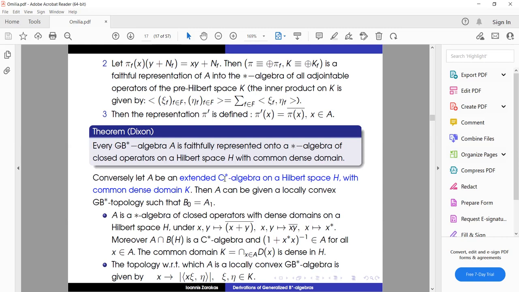The topology with which we endow the extended C-star algebra to make it a GB-star algebra is the topology of the semi-norms of the weak operator topology. These are the semi-norms which give us the locally convex GB-star topology on A. So thinking about GB-star algebras actually is thinking about extended C-star algebras, which means algebras which have a dense C-star algebra inside them, but may also have unbounded operators adjoined. And I am quoting this eloquent phrase from Dixon's paper to describe how exactly one can visualize these objects. Of course, in concrete mathematical terms, everything is described through the representation theorems that we saw before.